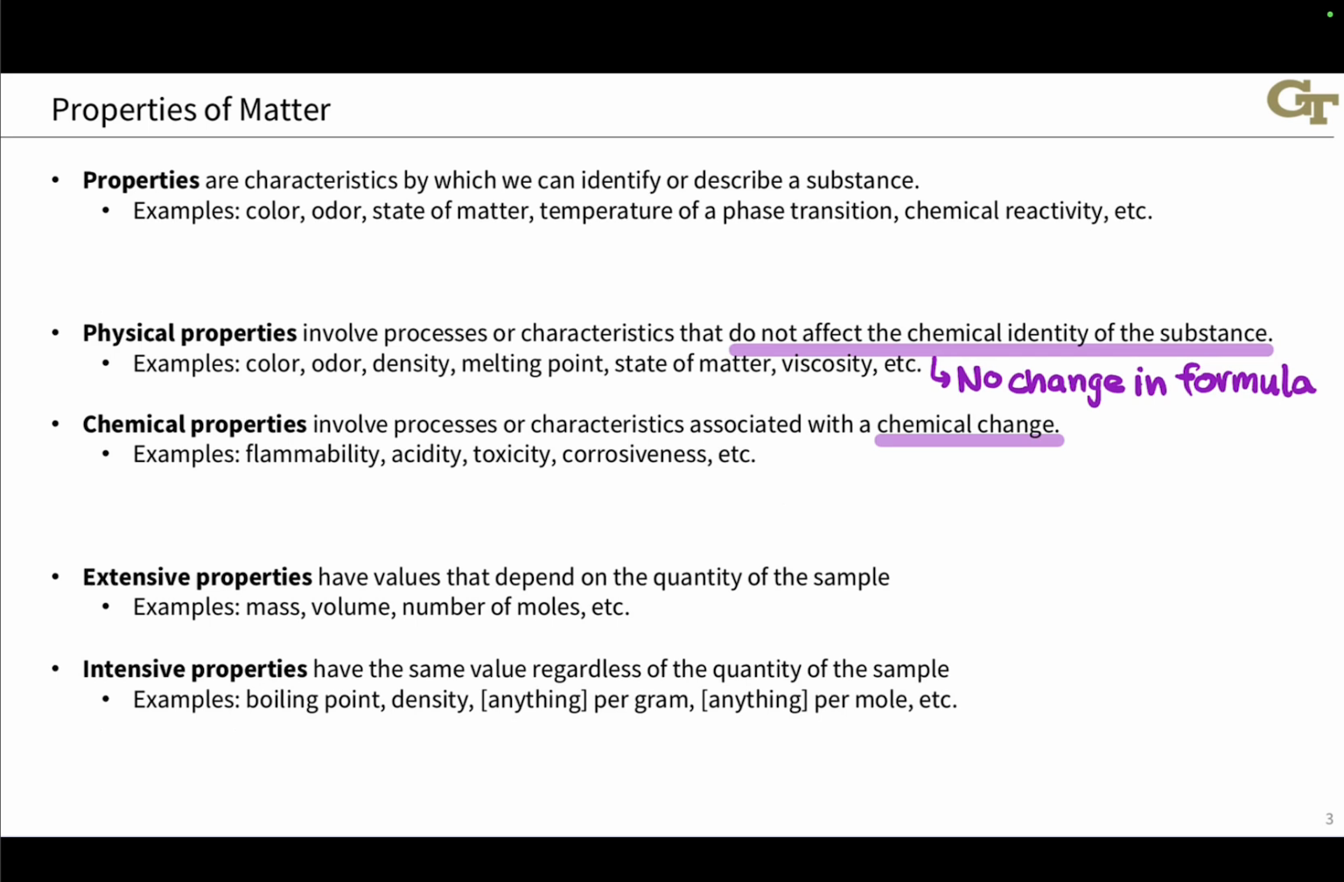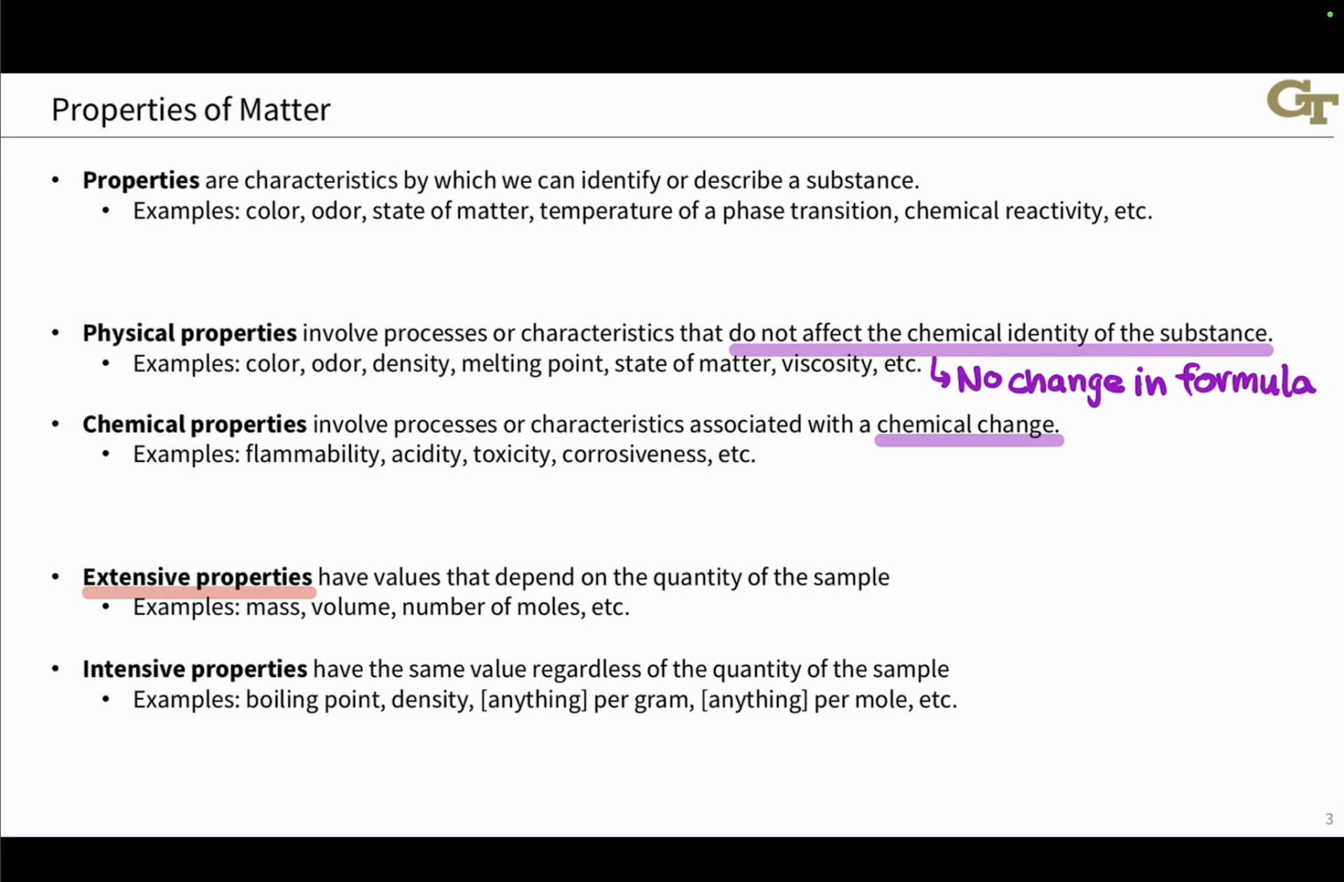Another way we divide up properties is based on whether they depend on how much of the substance we're looking at or not. And we tend to gravitate towards properties that don't depend on how much of the substance we're looking at, just so we can ascribe the property to the substance itself. It's sort of intrinsic to the substance itself. More on that in a little bit. These two types of properties are called extensive and intensive.